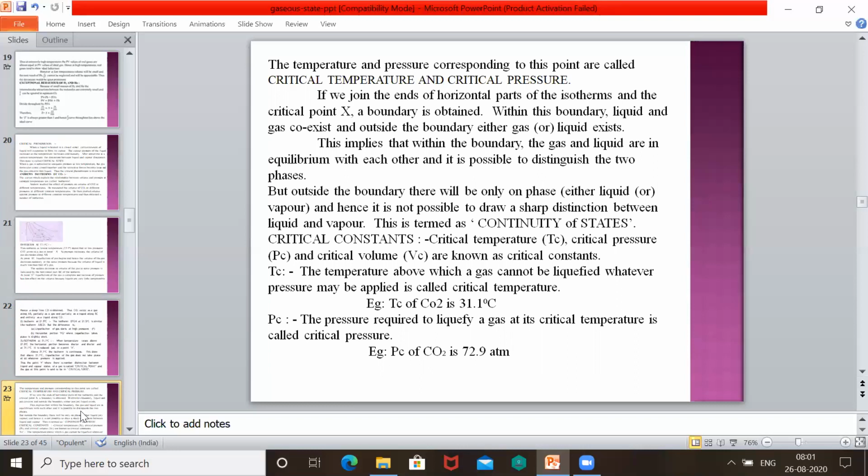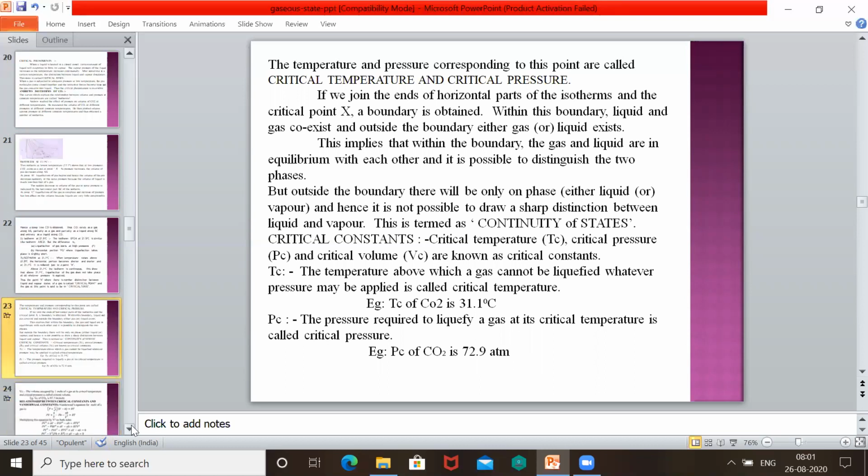Critical constants. What are critical constants? The temperature, pressure, and volume at the critical point. What is the critical point for carbon dioxide? It is 31.1. After that, gas cannot be liquefied. So this is called continuity of states, or critical constants.